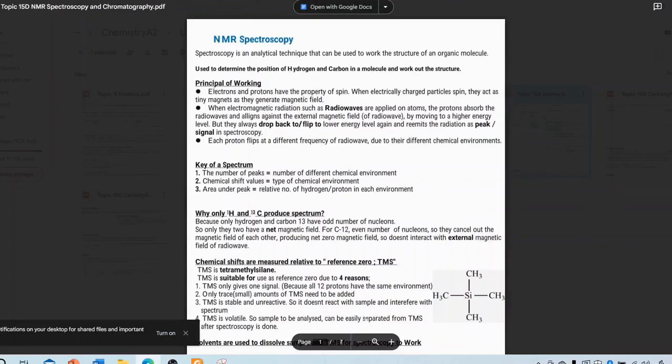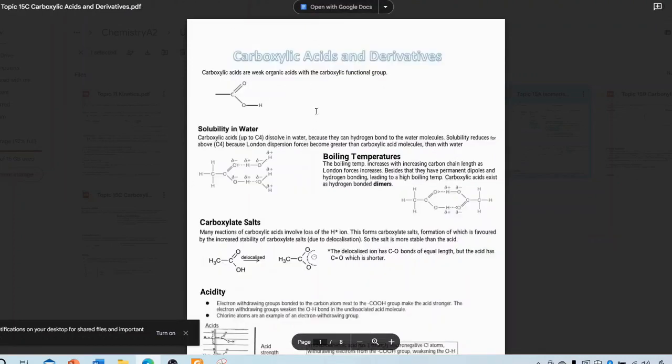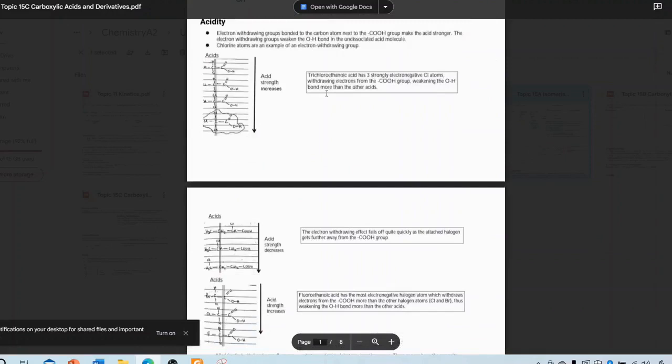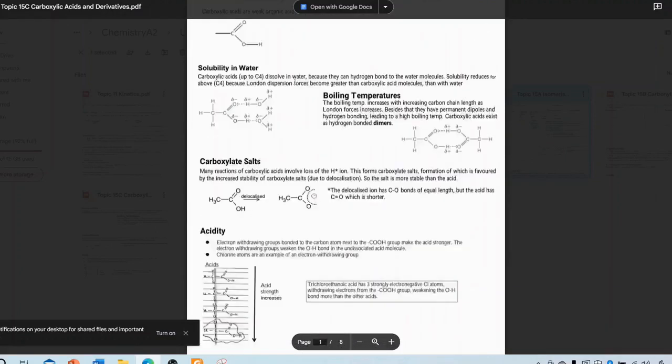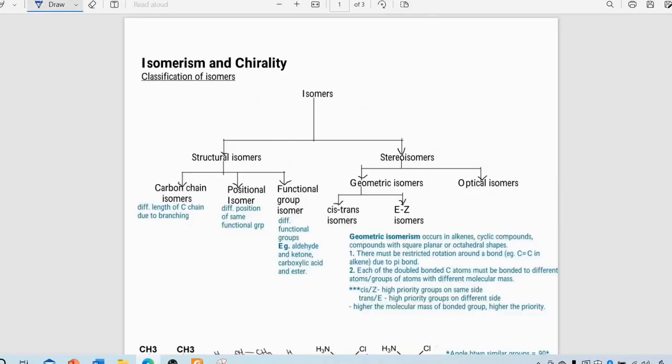And lastly, the 4th chapter is NMR spectroscopy and chromatography. This is also really small and moderately easy, not extremely easy. But 15C will be the main nemesis in organic chemistry of Unit 4. So without further ado, let's get right into it.